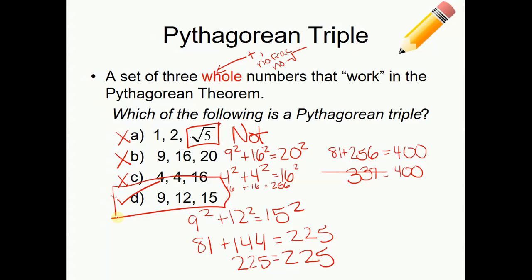Now, there's many sets of Pythagorean triples that work. Sometimes you'll find that they are multiples of one another. However, there is quite a few. There's infinitely many. Lots of them.